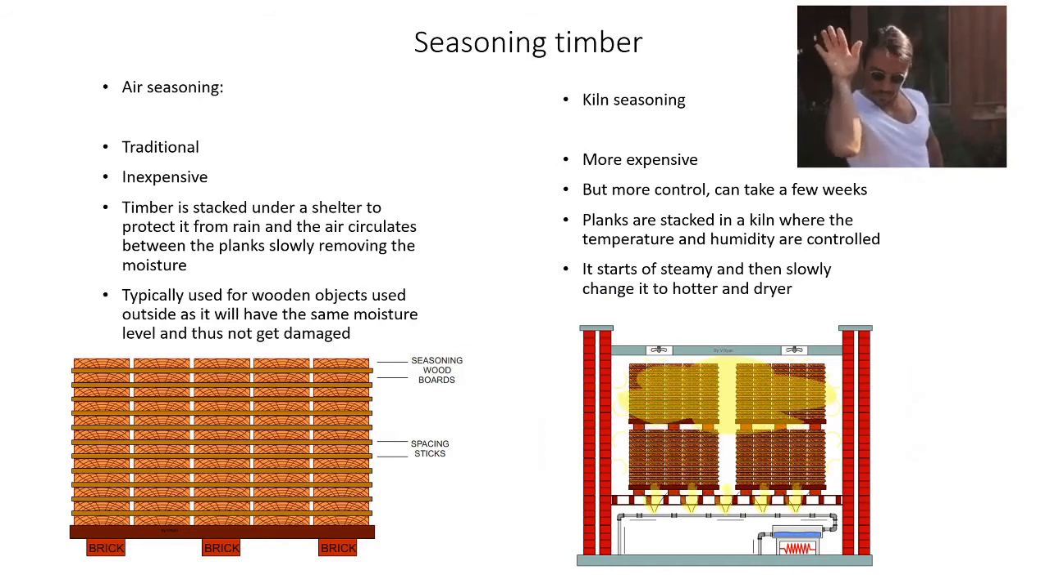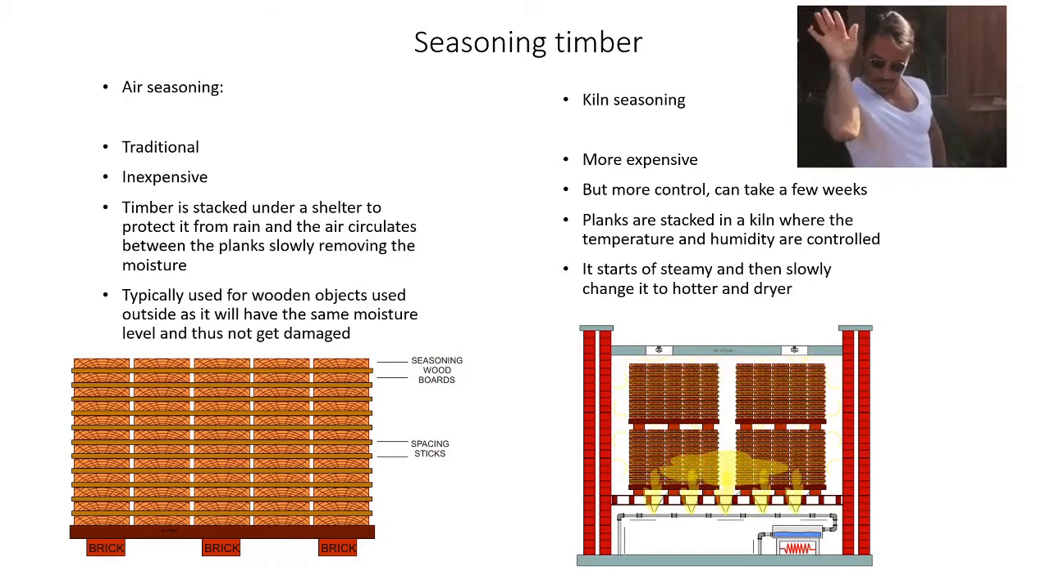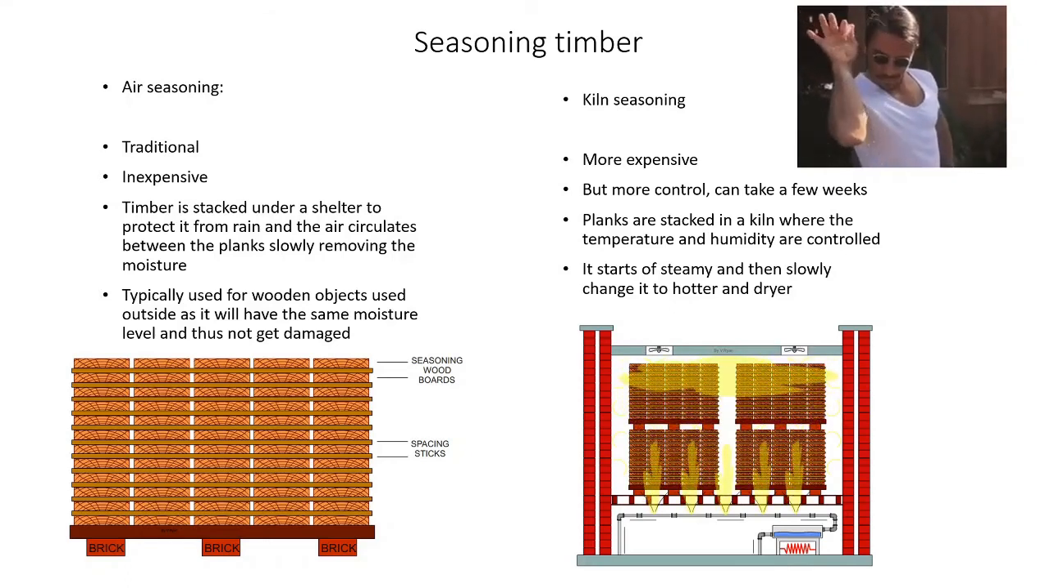So with timber, you never just cut it down and work with it. You've actually got to season it so it can be used. When it's first cut, it's green timber because it's still got a lot of moisture in it. Now you need to remove that moisture. So there are two main ways of doing it really.